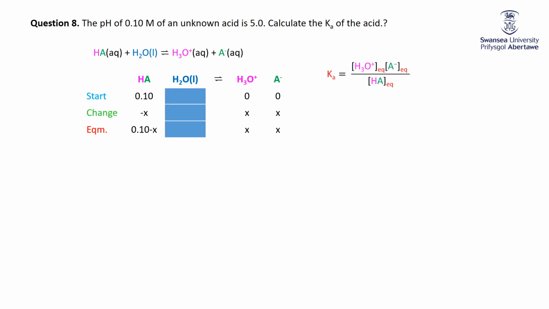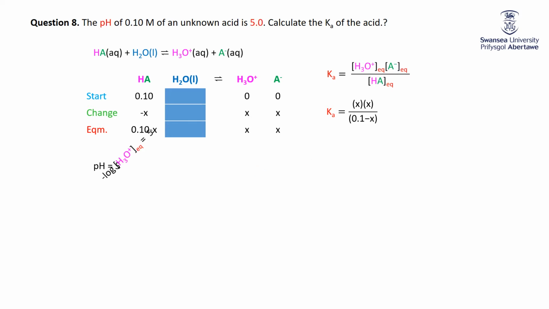Now, Ka is, of course, the concentration of H3O+ times A minus divided by the concentration of HA. We want Ka, so we somehow need to know all of these, and all of these are related to X. So somehow we need to know what X is. Well, let's look at what else they tell us. They tell us that the pH is 5.